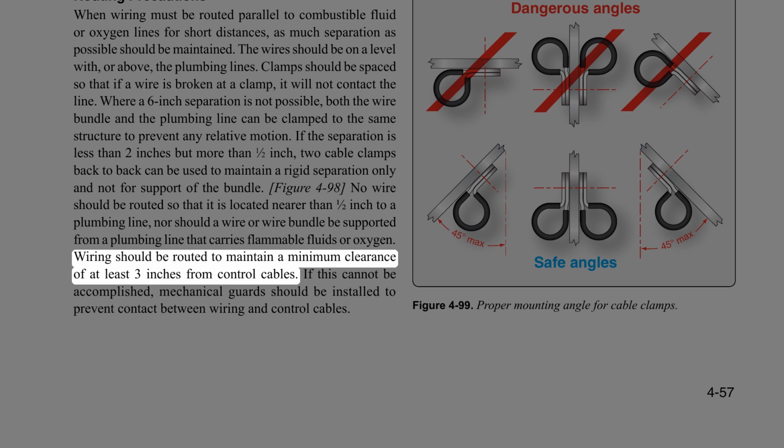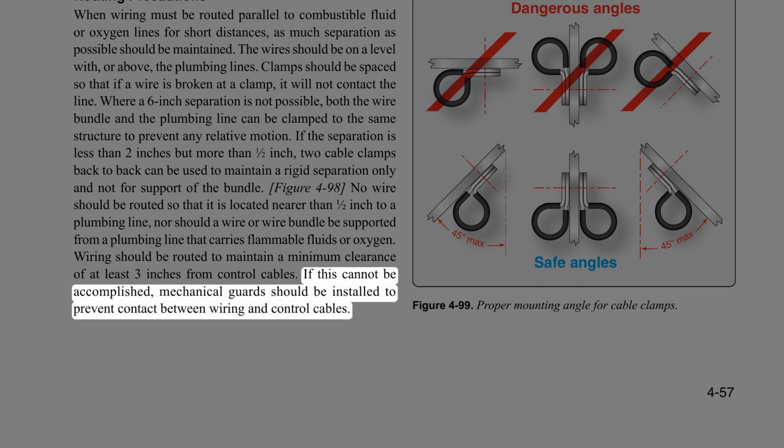Wiring should be routed to maintain a minimum clearance of at least 3 inches from control cables. If this cannot be accomplished, mechanical guards should be installed to prevent contact between wiring and control cables.